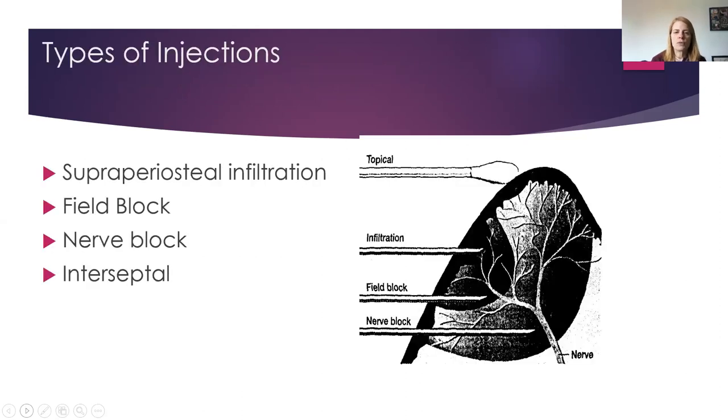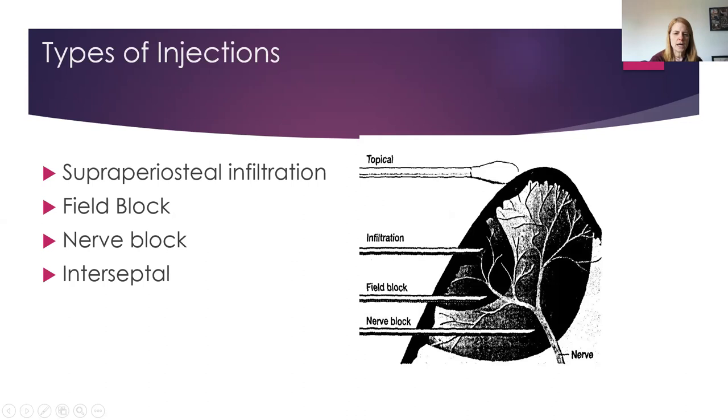First, we've got to talk about the different types of injections, and they differ on the type and depth of penetration. So you can see the top one, the topical, that is a surface anesthesia. The topical is applied to the surface to block free nerve endings supplying the mucosal surface. So that's only going to work for the initial 2 to 3 millimeters of the tissue in that area.